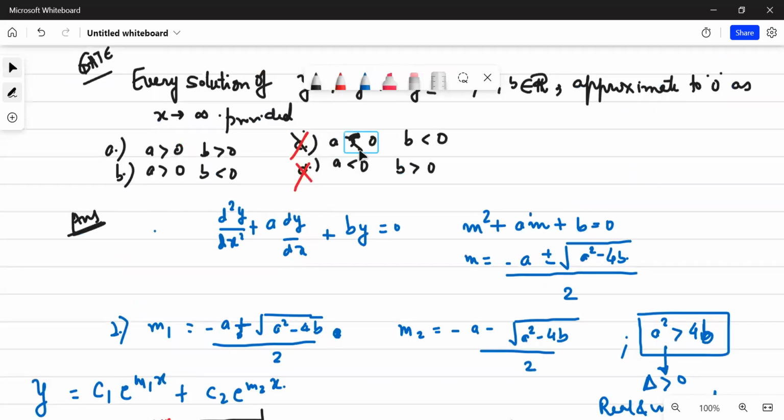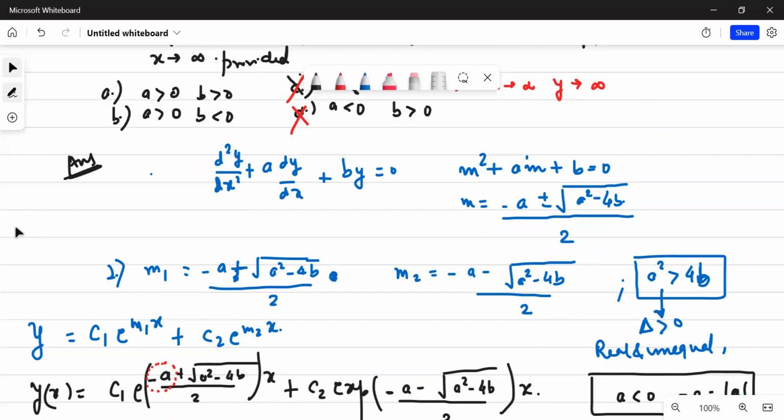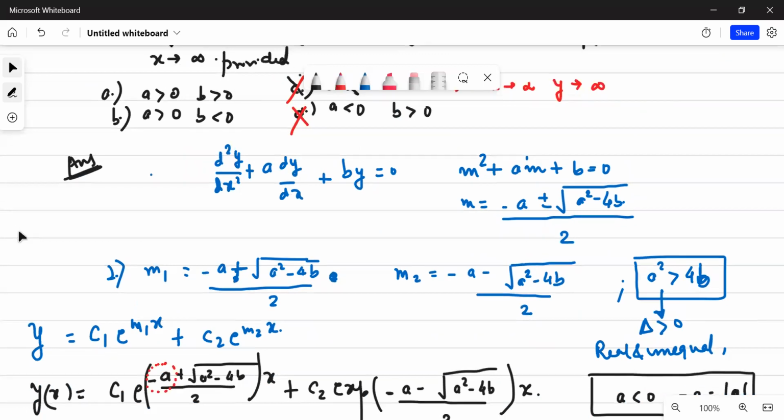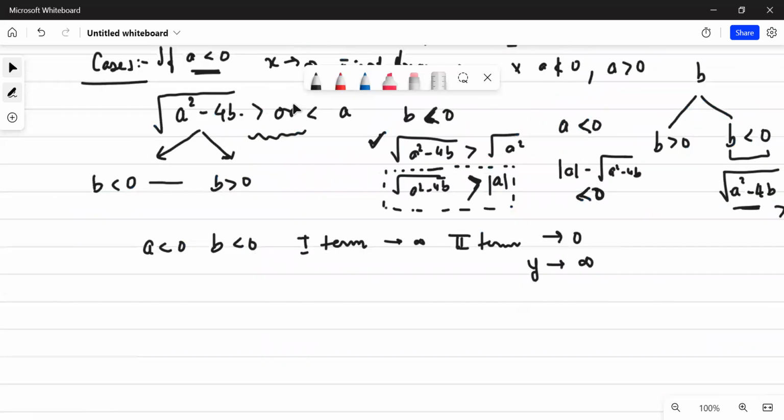In exam, you have to write straight away, but I actually explained it. So this cannot be the case because as x tends to infinity, your y is not tending to 0, rather it is tending towards infinity. Is that clear or not clear? Clear, sir. Okay. Now, next case, let us take the next case.